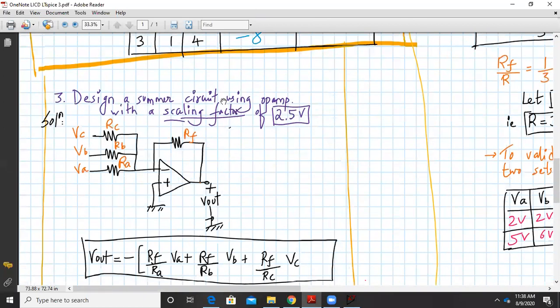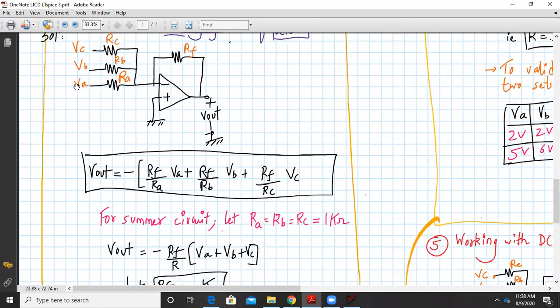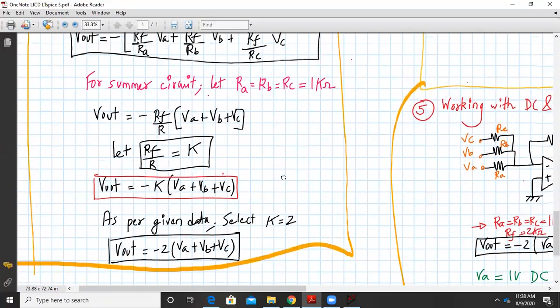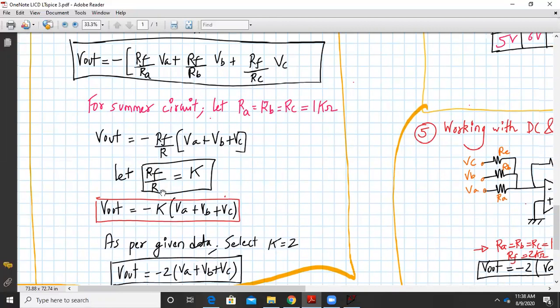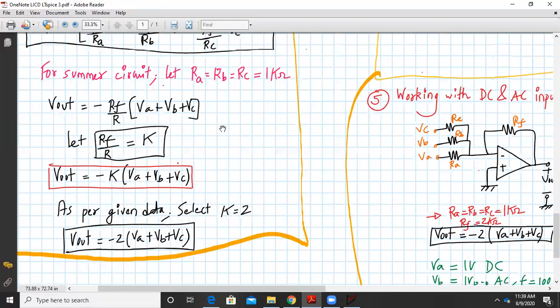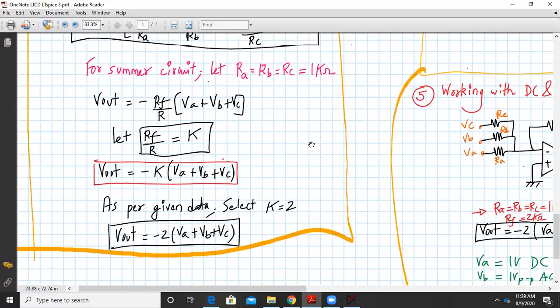We'll design a summer circuit using op-amp with a scaling factor of 2.5. So that means this is my circuit which I've already seen with the inputs VA, VB, and VC, which are the three DC inputs, and that's my output expression. So for the summer circuit, we'll consider RA, RB, and RC as 1 kilo ohm, and we need to also consider that RF upon R here we'll consider as K, where K is 2. Actually here it is given 2.5. It's okay, we can consider it to be also 2, not a problem.